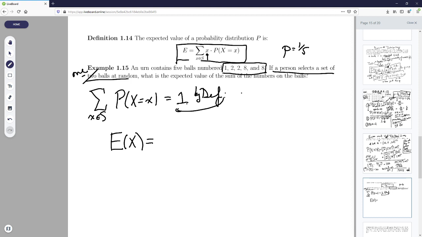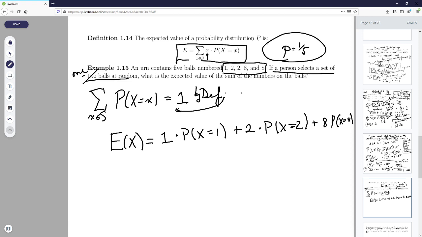And so the expected value of this is 1 times the probability that we pick a 1, plus 2 times the probability that we pick a 2, plus 8 times the probability that we pick an 8. And that's it. So the real question is, what are these probabilities? They're not exactly 1/5 anymore, because the probability of any given ball is 1/5, but there's 2 2s and 2 8s. So the probability that x equals 1 is 1/5, like this.